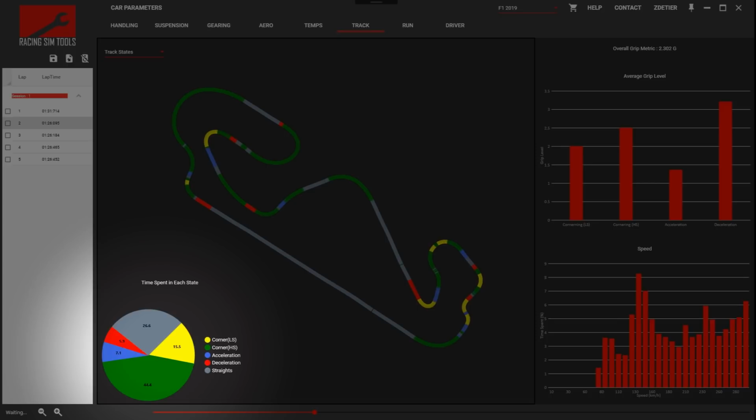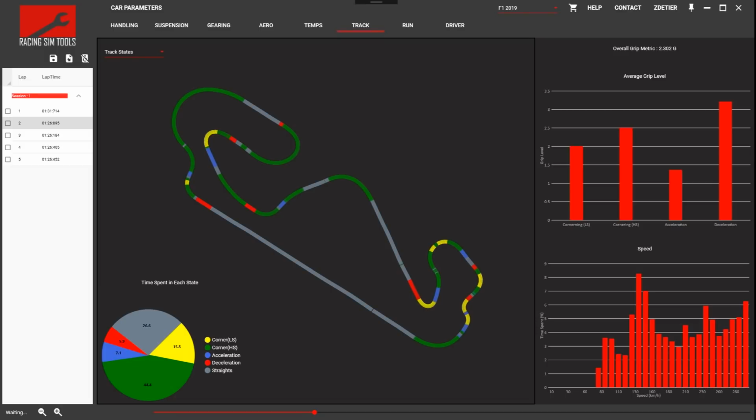So you can see for acceleration, we're only spending about 7% of our time. For braking, 6%. For straight line acceleration, 26.6%. For low speed cornering, 15.5%. And for high speed cornering, we're spending the majority of the time, which is 44.4%.